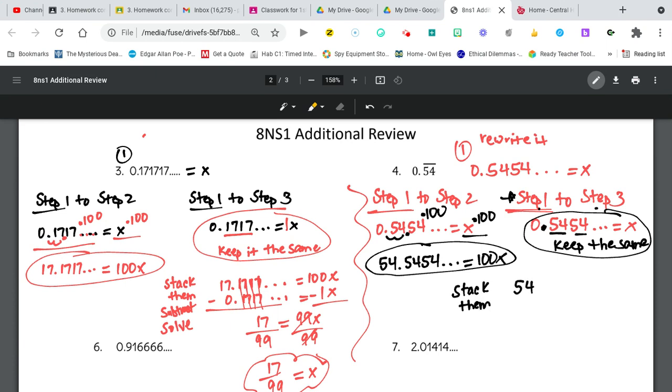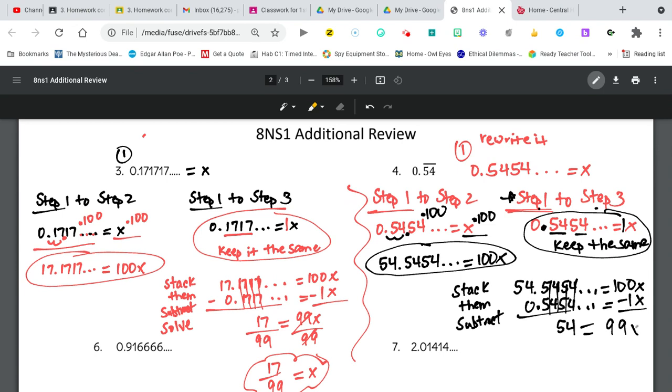That just means you just line your decimals up, okay? And put your imaginary one there. After you stack them, you're going to subtract them. These cancel. 54 minus 0 is 54. 100x's minus 1x leaves us with 99x's.